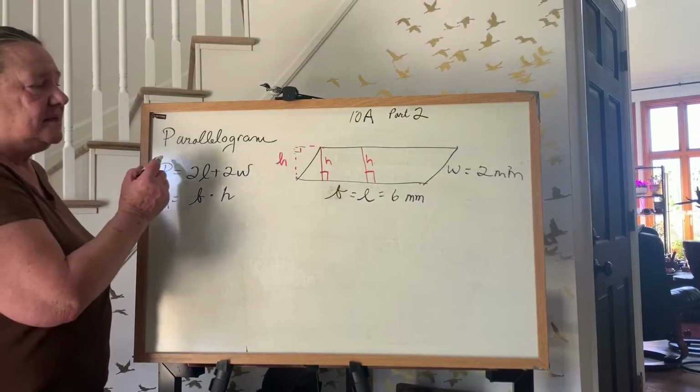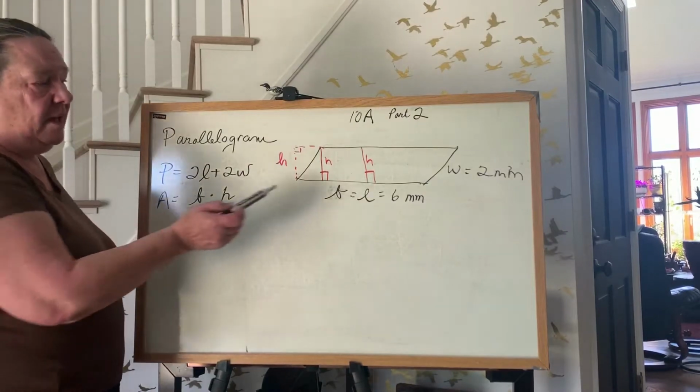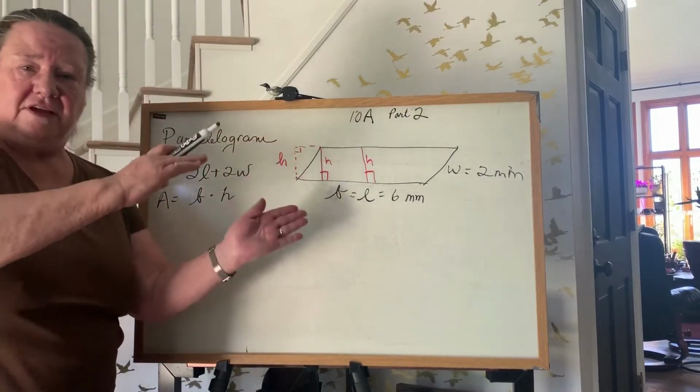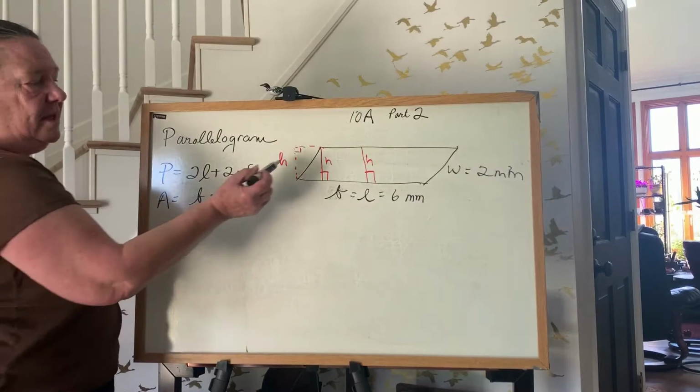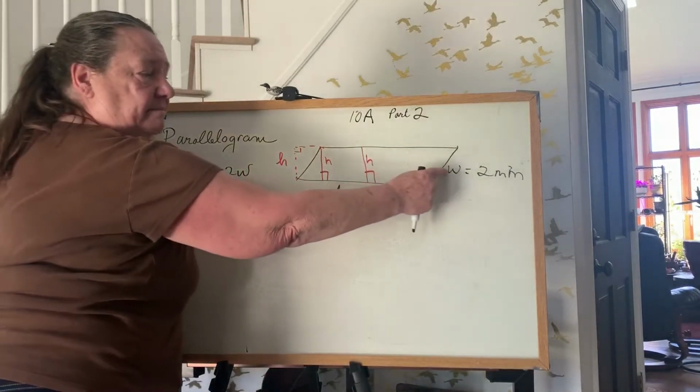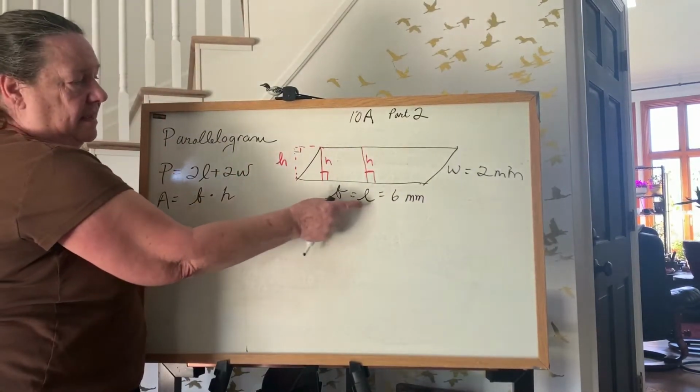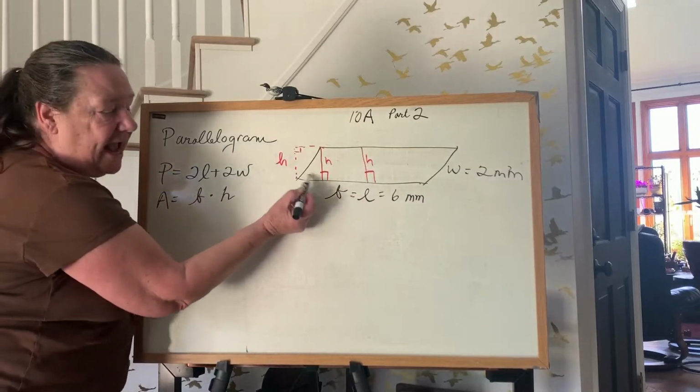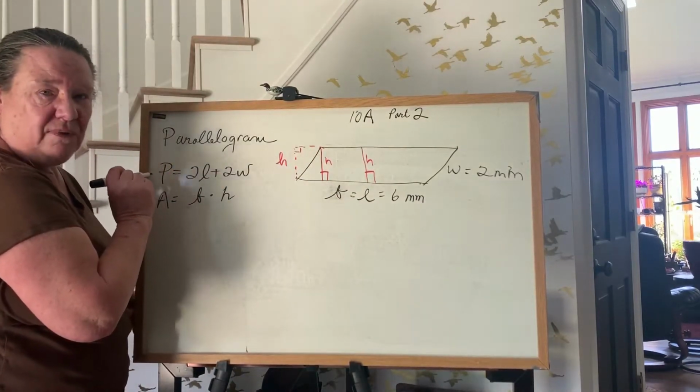Okay. Next thing we're going to study is a parallelogram. A parallelogram is like a rectangle that you've pushed on its side. The opposite sides are the same, 2 and 2, 6 and 6, but the angles are not right angles.